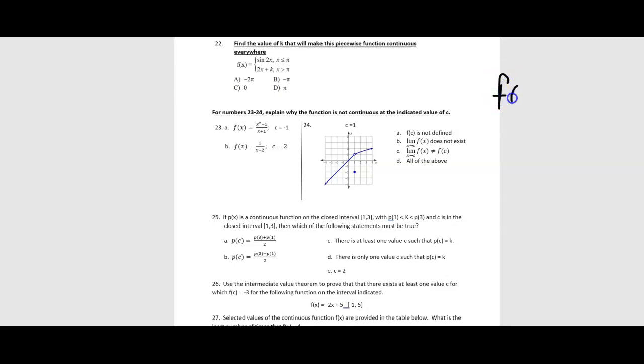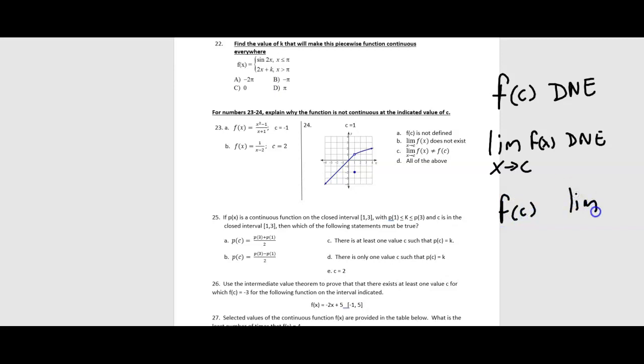But remember, it's the same three criteria for a function to not be continuous. Either the function doesn't exist, the limit doesn't exist, or even though they both exist, the problem is that they're not the same. Those are three criteria that cause a function to not be continuous at a given point.